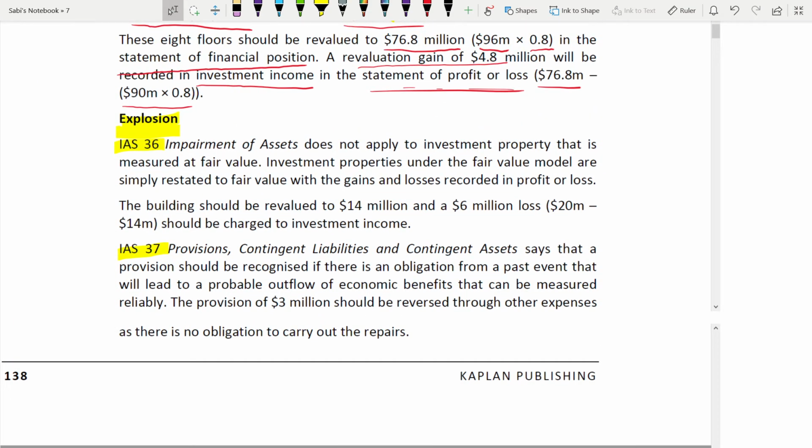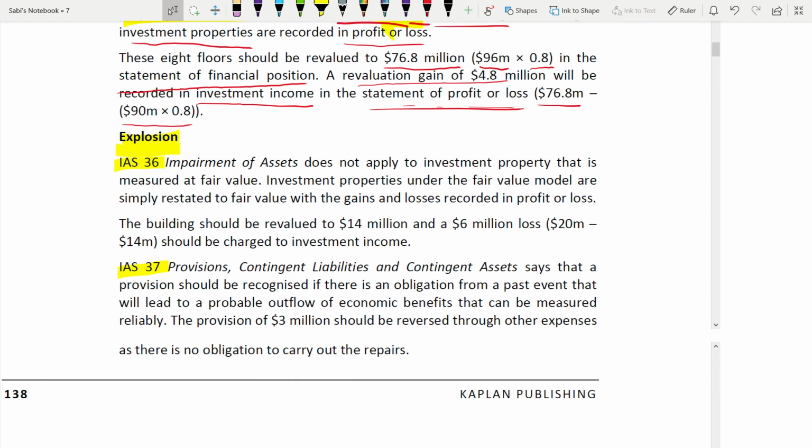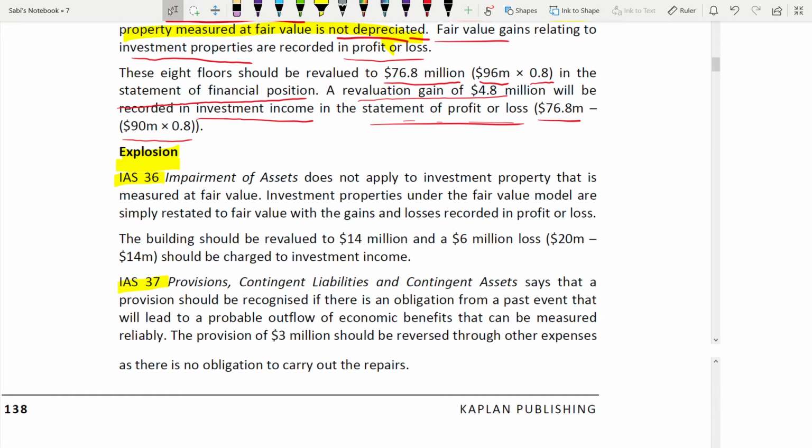So now I can go to IAS 36. Why? Because they talked about destruction due to explosion. Whenever destruction of an asset comes, it is dealt under impairment, meaning the value of the asset went down. Impairment is dealt under IAS 36. But IAS 36 does not apply to investment property. Please understand this. You cannot apply IAS 36 to investment property under IAS 40, which is measured at fair value.